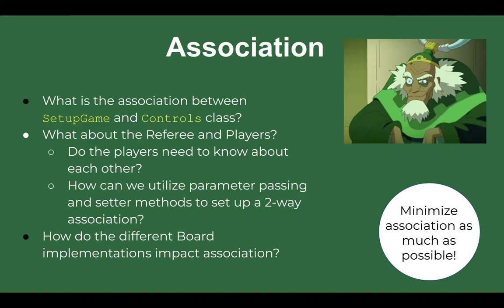What about between the referee and the players? Do the players need to know about each other? And then how can we utilize parameter passing and setter methods to set up a two-way association? We do want to minimize association as much as possible, but how do the different board implementations impact association?